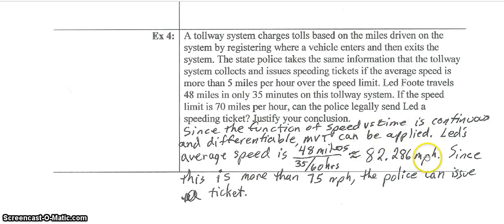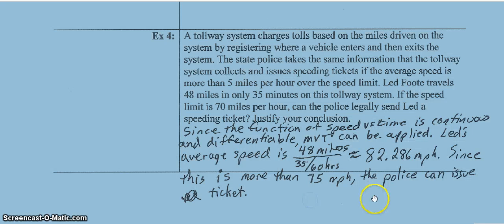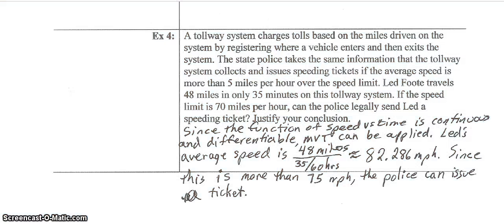So that's what the MVT says. Somewhere in that 35 minutes, he does. Leadfoot is driving at that speed. That's all we can guarantee. Well, if that's over 5 miles over the 75 miles an hour, you get a ticket. By the way, word has it that the Indiana toll road does this. Like if you go out towards Notre Dame or Purdue, you better watch out. Kind of thing. Not Illinois. Illinois, they don't know that.